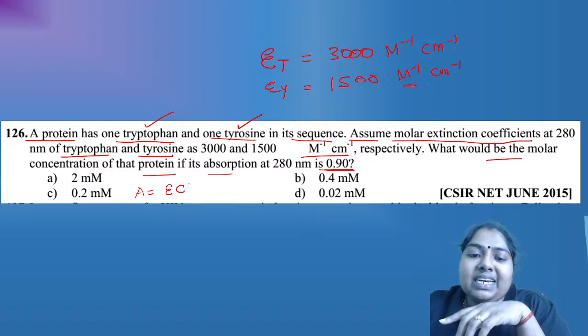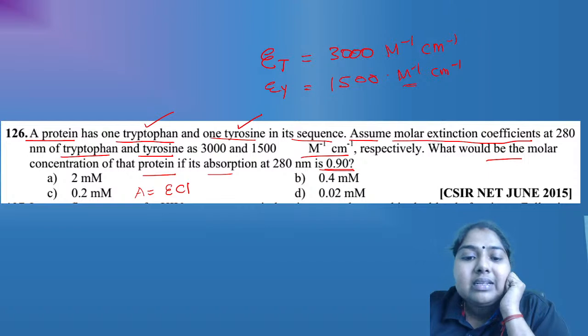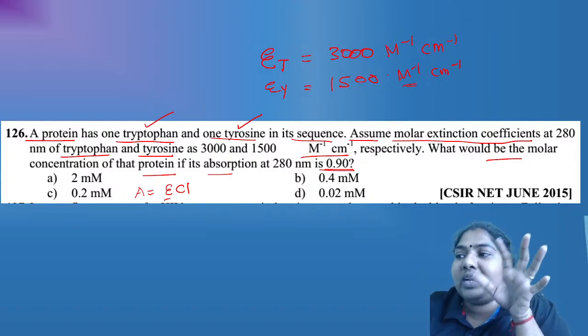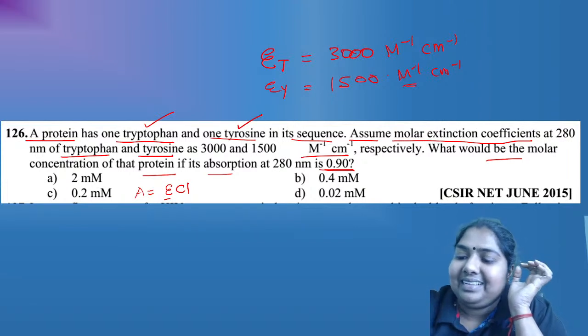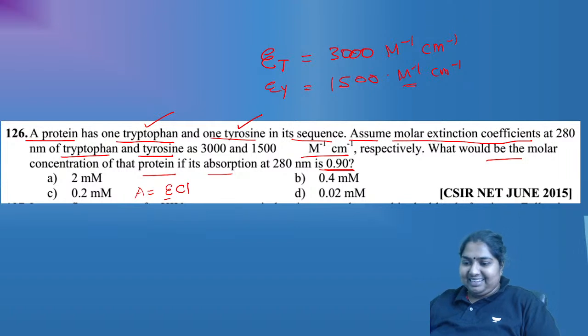So you all know that absorbance is equal to epsilon into C into L. Is epsilon given? Individual amino acids they have given. So think what should be the total molecular extinction coefficient.